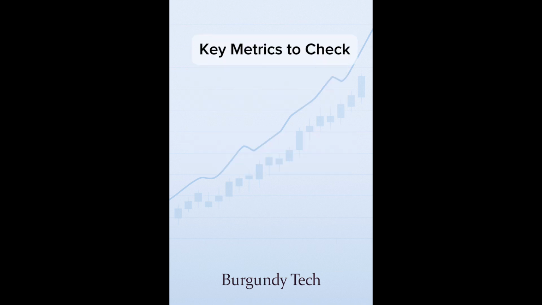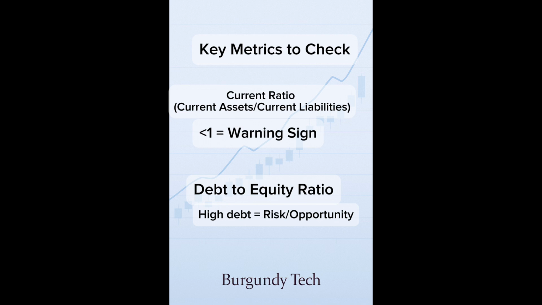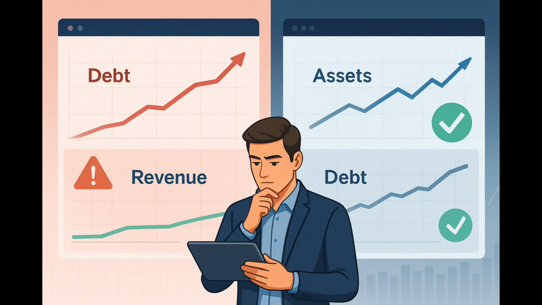Key metrics that you need to check. Current ratio, that's current assets divided by current liabilities. If it's below 1, it's a warning sign. They might not cover the short-term debts. Debt to equity ratio. High debt could mean risk, or opportunity if growth is strong. Don't just look at the numbers. Look at the trend. If debt is rising fast but revenue isn't, they may be borrowing just to stay afloat. If assets are climbing and debt is stable, now that's a strong play.